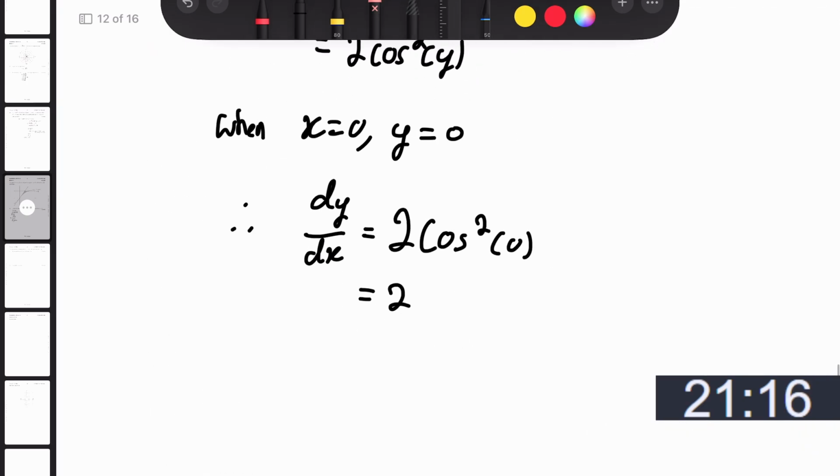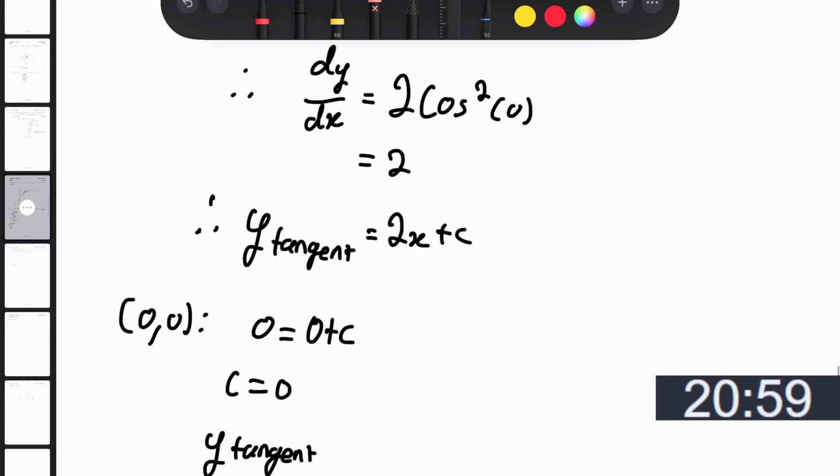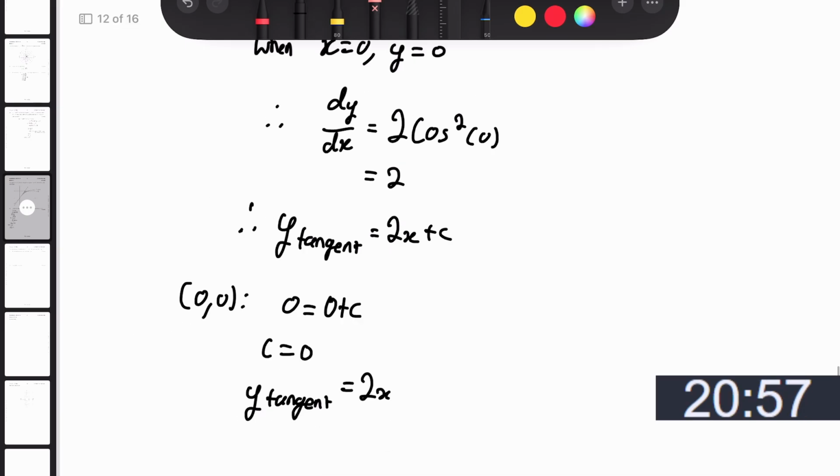So then therefore y tangent is equal to 2x plus c, and it goes through (0, 0). Therefore we have 0 is equal to 0 plus c, c is equal to 0, and y tangent is just going to equal 2x.